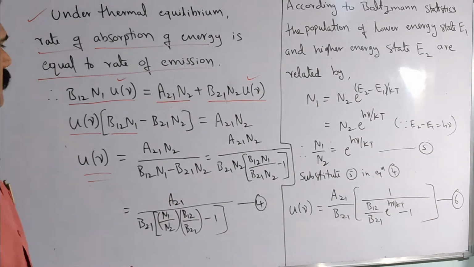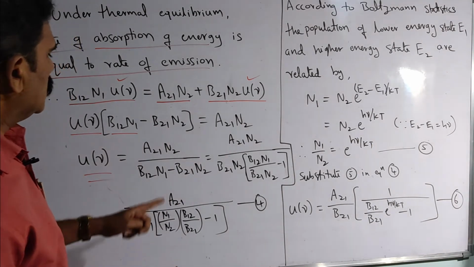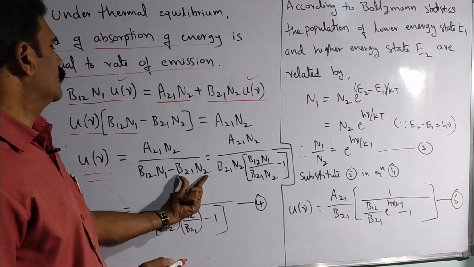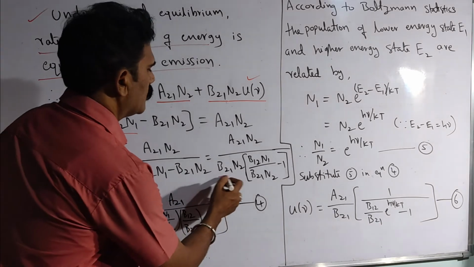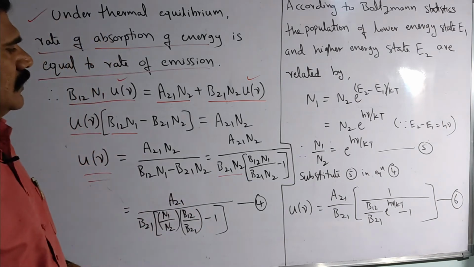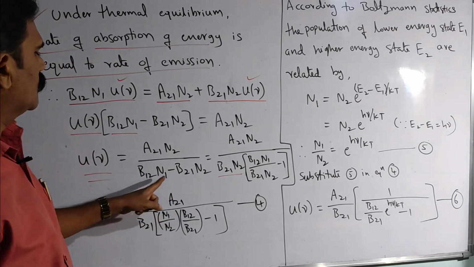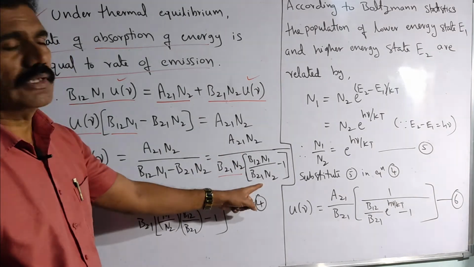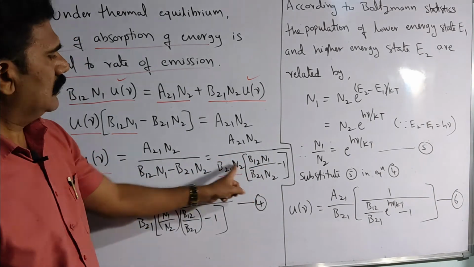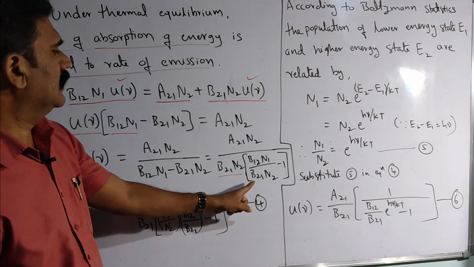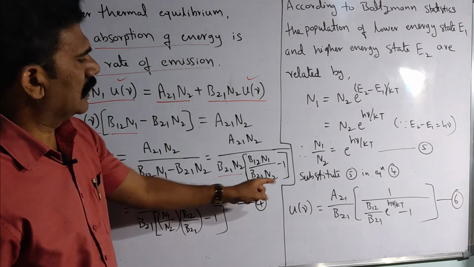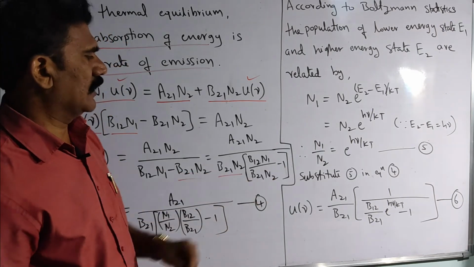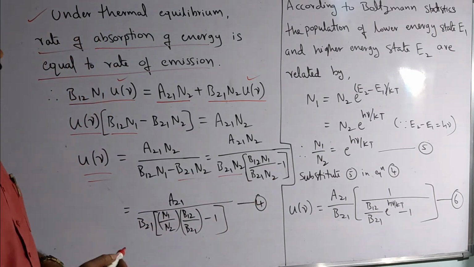Now again we look at the equation. I want to take B21 into N2 as common, so inside the bracket we are left with B12 N1 divided by B21 into N2. The same term has to be written in the denominator because I am taking it common, so if I multiply, it cancels. So minus 1 only, since the entire term is taken common. So minus 1. Clear? Okay.